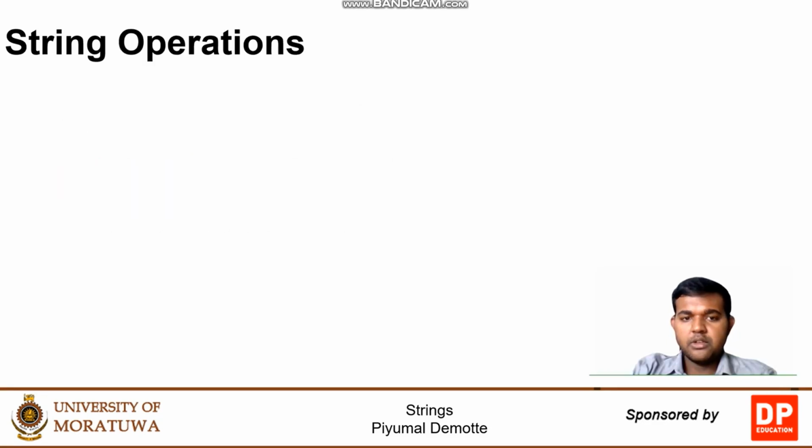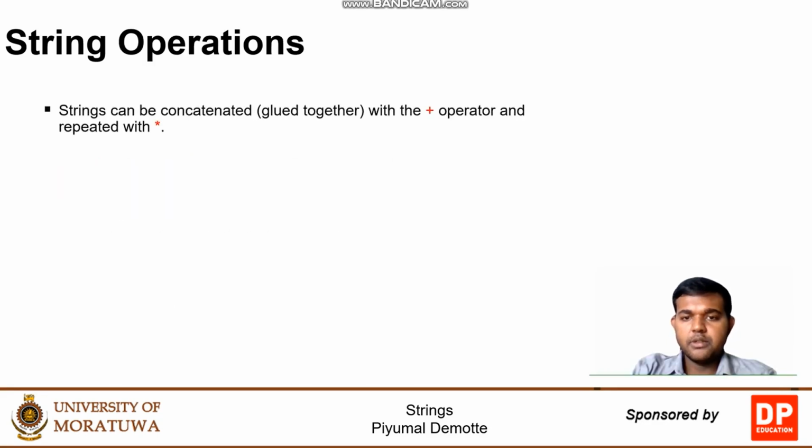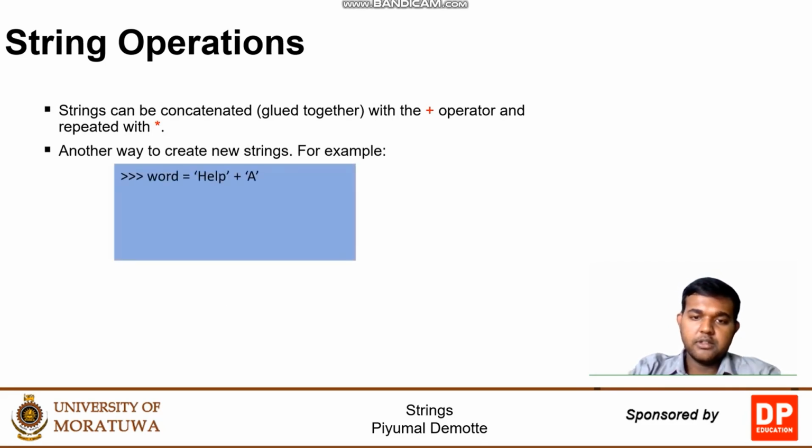When we consider string operations, concatenation and repetition could be done with plus and asterisk symbols. If we want to concatenate two string literals and create a new string, we can place plus symbol between two string literals. To repeat a string certain number of times and create a string, you can use asterisk sign followed by number of times you intend to repeat that string.